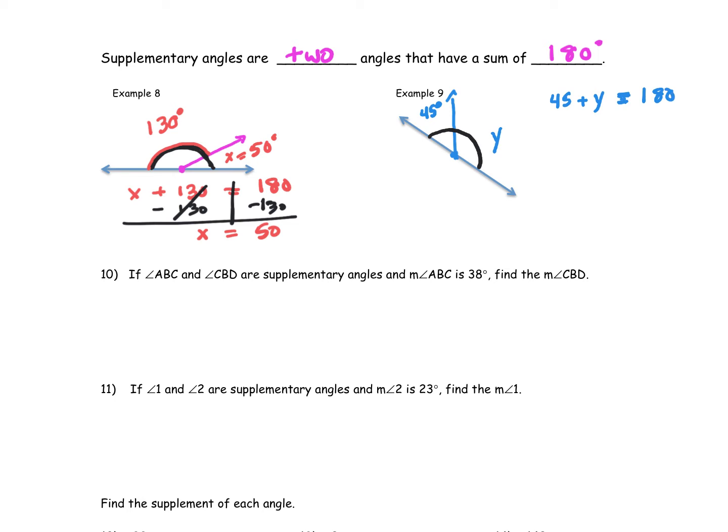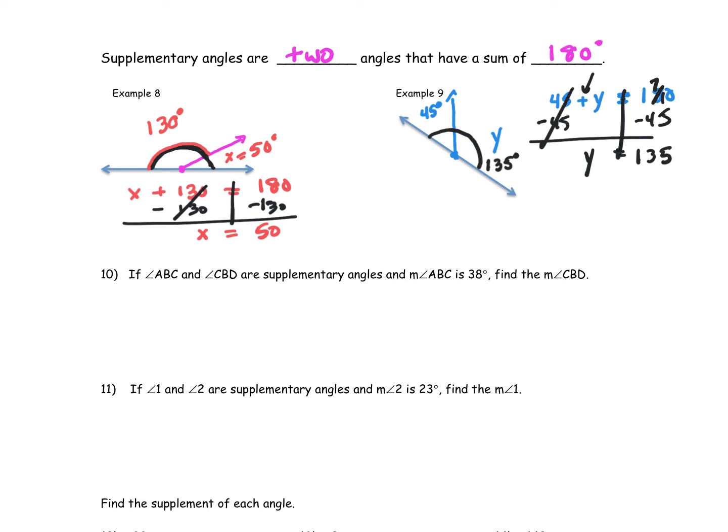Now I'm going to solve. I'm going to take away 45 from both sides. On this side it eliminates, and as long as this is a positive sign, I can just drop this down as positive y. Now 0 minus 5, I'm going to need to borrow. So it's 10 minus 5, which is 5, 7 minus 4, which is 3, and the 1 drops down. So we now know that y equals 135 degrees. So y measures 135 degrees.